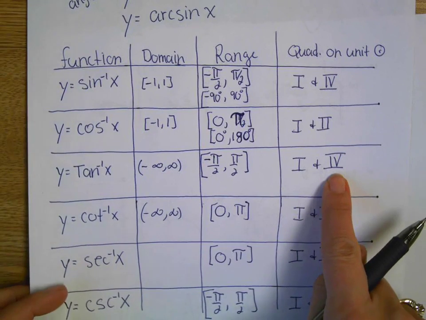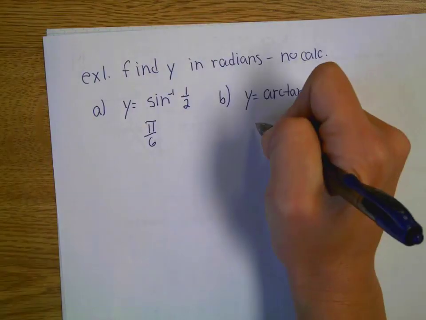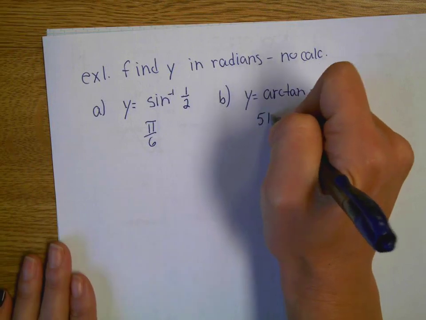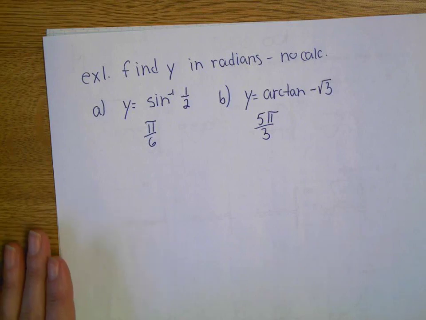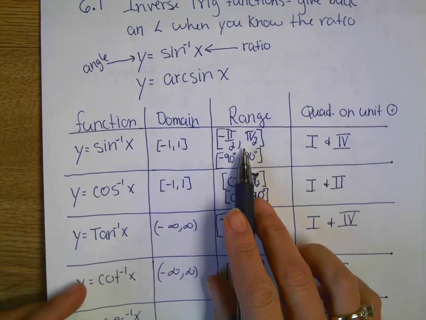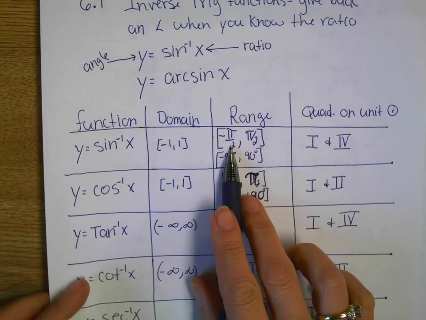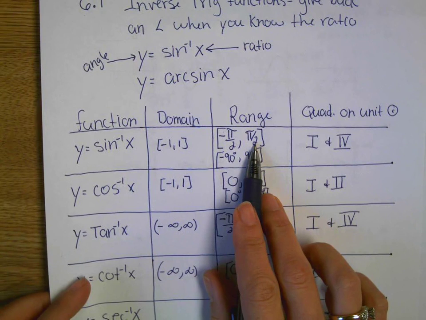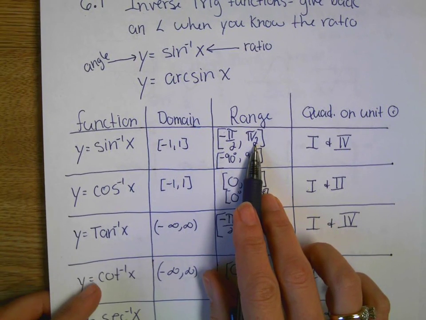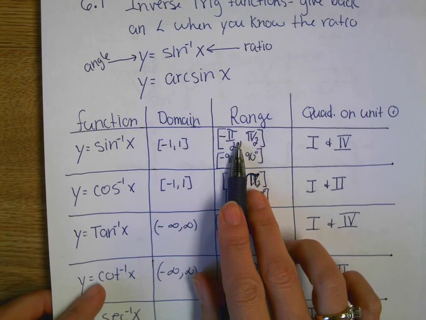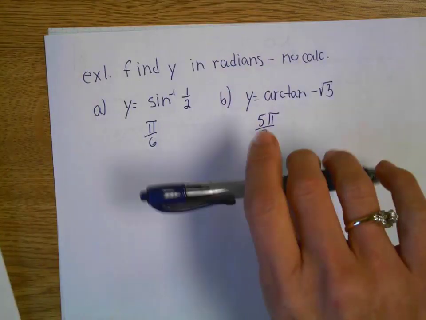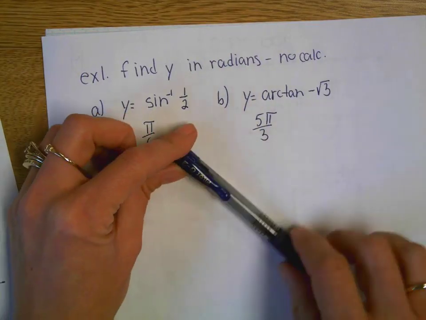Where does tangent 5 pi over 3? 5 pi over 3? Now, I like 5 pi over 3. Let's keep it. I know, but the range said that the angle had to be between negative pi over 2 and pi over 2. Because it's in quadrant 4, I need a negative angle measure. So what would that 5 pi over 3 be equivalent to in terms of a negative angle?